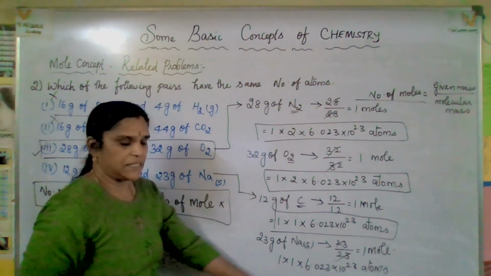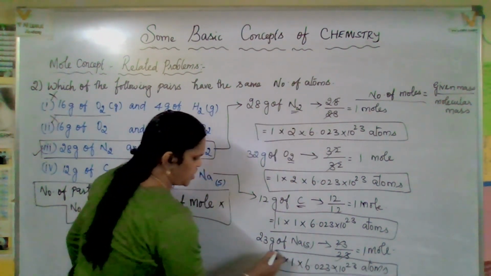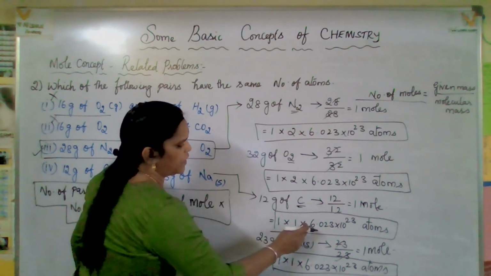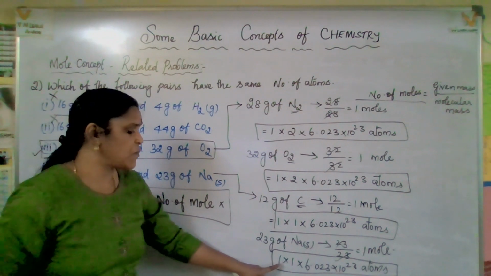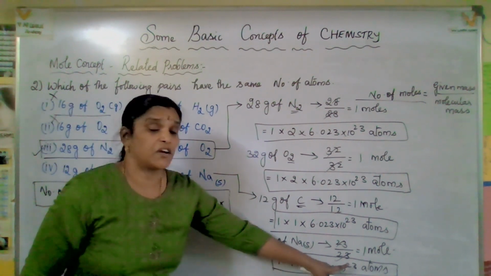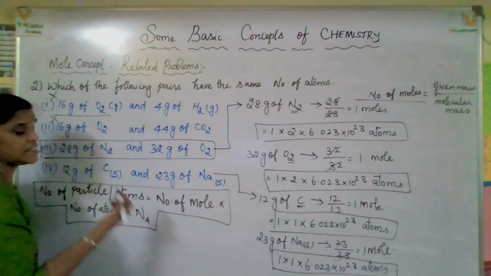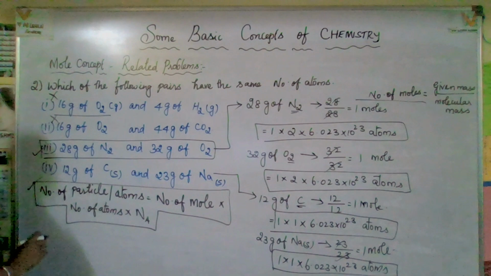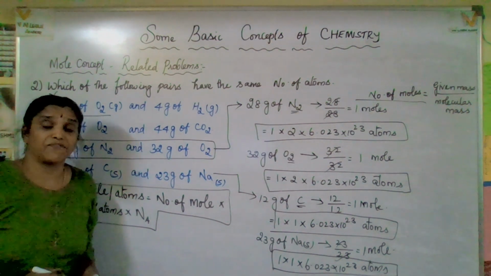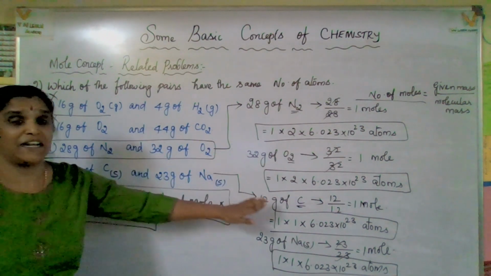Is it visible? Yes. Okay, now you just check it. These two: 1 into 6.023 into 10 to the power of 23 atoms, and here also 1 into 6.023 into 10 to the power of 23 atoms. So these also have the same number of atoms. Yes, 3 and 4 have the same number of atoms. Hope you got an idea how to identify.